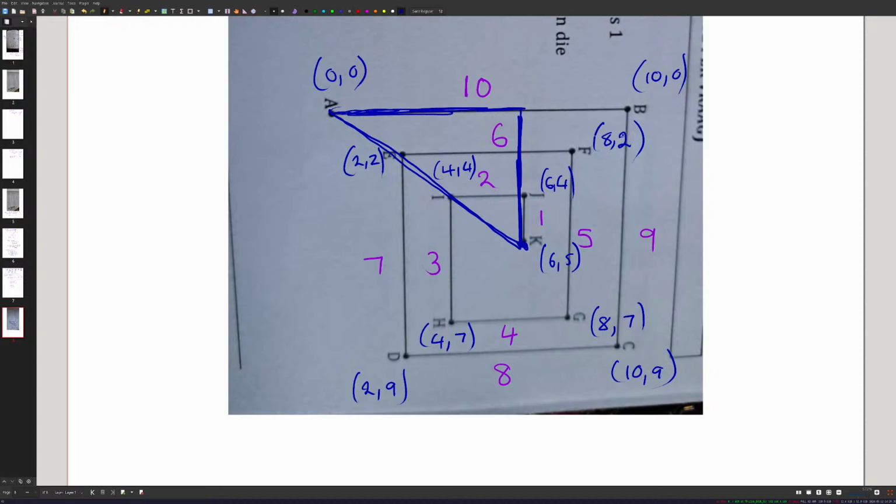But we know we're going 10 across, so we are 10 to the right of where we started. And then we're coming 8 units back, so now we're 2 units to the right. And then we're going 6 units across, and now we're 8 units to the right. And then we're coming 4 units back, so now we are 4 units to the right. And then we're going 2 units across, so we are 6 units to the right. So this length here is 6.